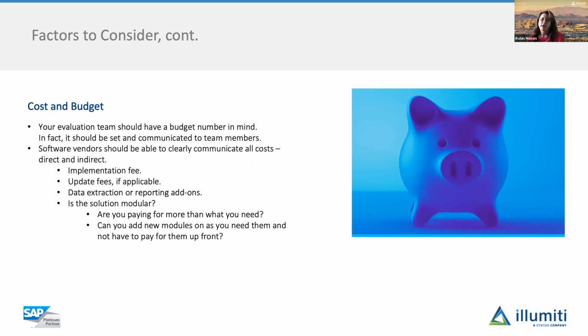Earlier, we talked about setting a budget and getting a ballpark figure. You want to make sure that you communicate this number to your selection committee, as well as any software vendors who are under consideration. Make sure that vendors are giving you all of the costs involved. For example, if there's any additional licensing costs or setup fees or annual maintenance fees that are not included in the licensing. Is there a charge to take advantage of new functionality as it's released, or is it included in your existing licensing fees? And are things such as data extraction and reporting considered to be add-ons, or are they included?